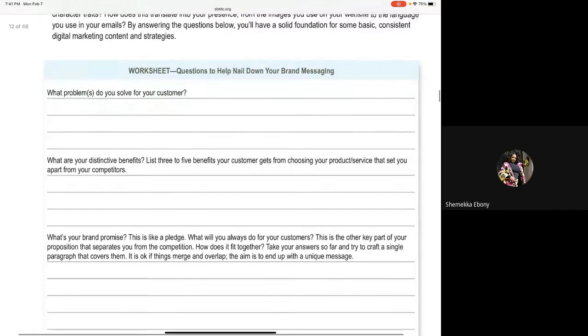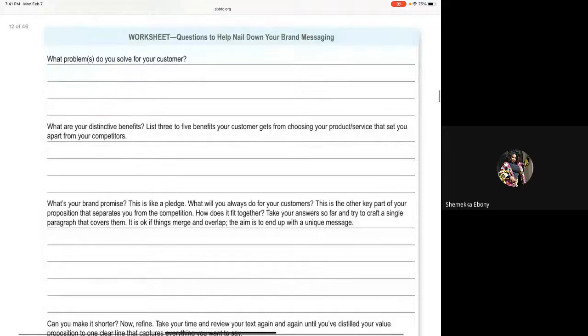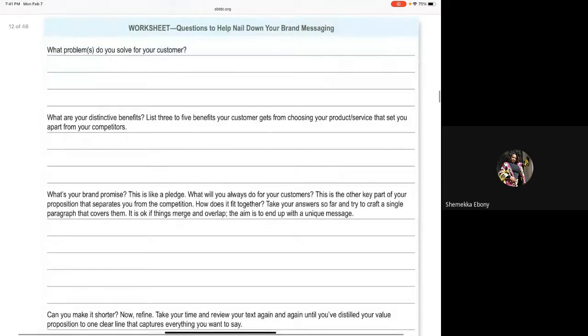And so in this section, it helps you nail down what your brand messaging is. And I would say write out as much as you can. If there's not enough space in here, then write it out. Because if you get it all out and then you can narrow it down, it's much easier than just trying to guess and fill it in each time someone asks you.